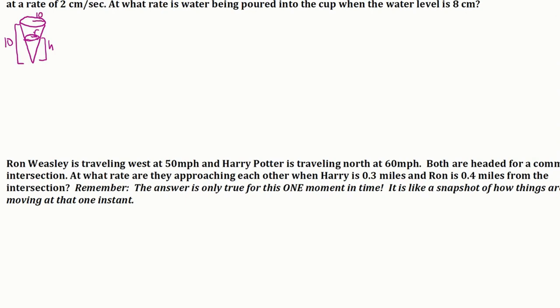Now, the nice thing about cones is that it gives us similar triangles. So the radius and height of the water level is going to be proportional to the radius and height of the entire thing. We'll deal with that here in a second, but I want to go through the rest of the problem and write down what I know. The cup is filled with water so that the water level rises at a rate of 2 centimeters per second. So the water level is rising, so dH/dt is positive 2 centimeters per second.